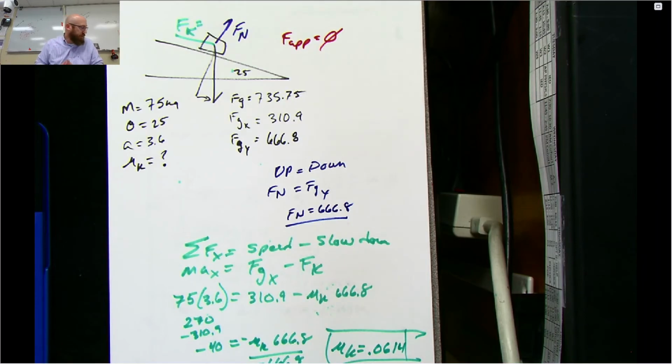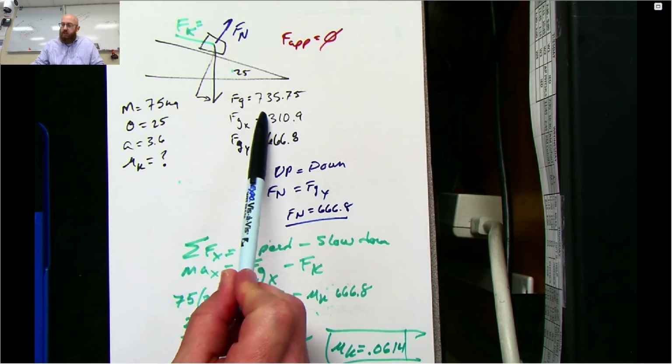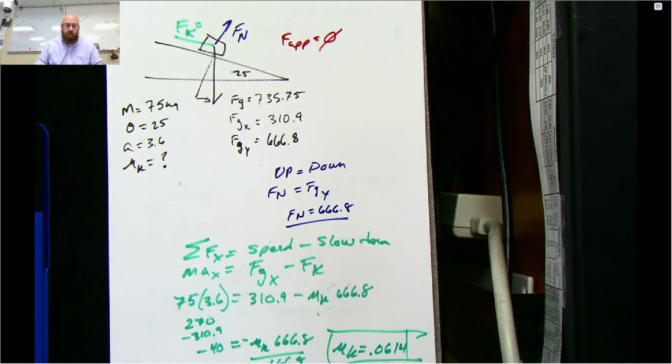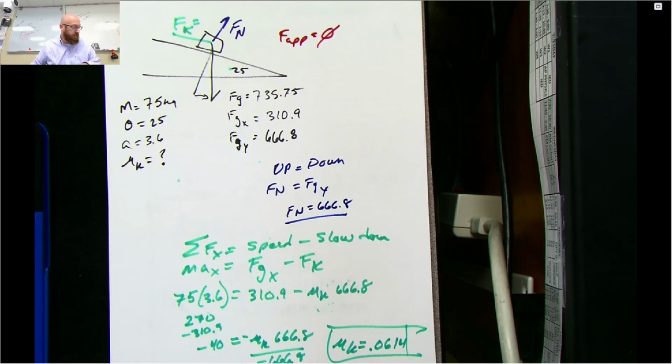I'm not going to do B, only because you can go back through and change the mass and work this problem again, and find the new acceleration, keeping the mu of k for this one, but finding the acceleration. Because again, the mu of k shouldn't change because the box type and the floor type hasn't changed.